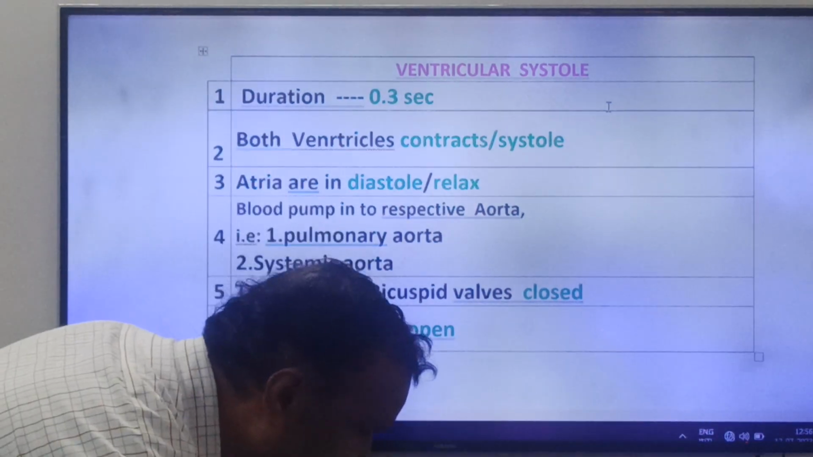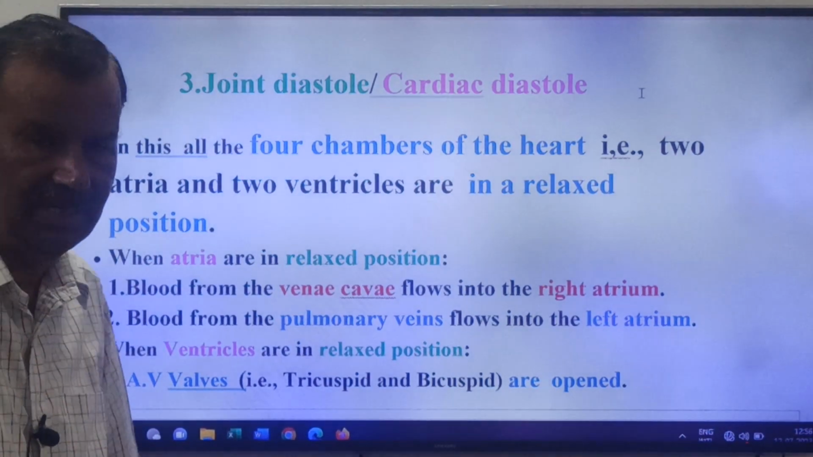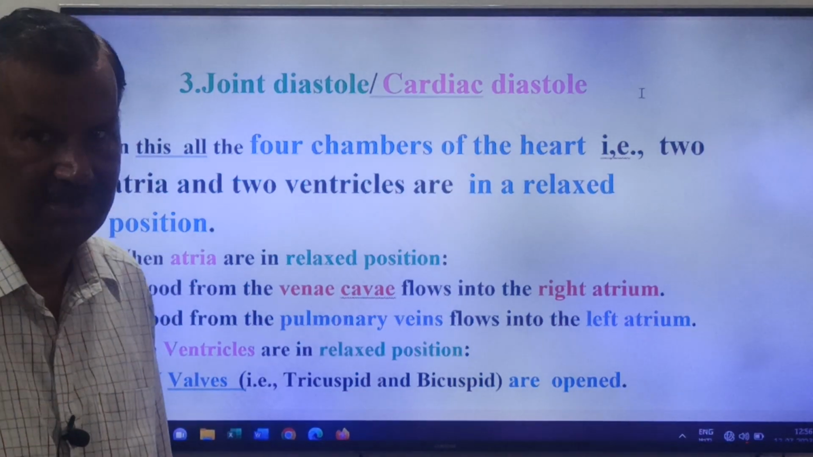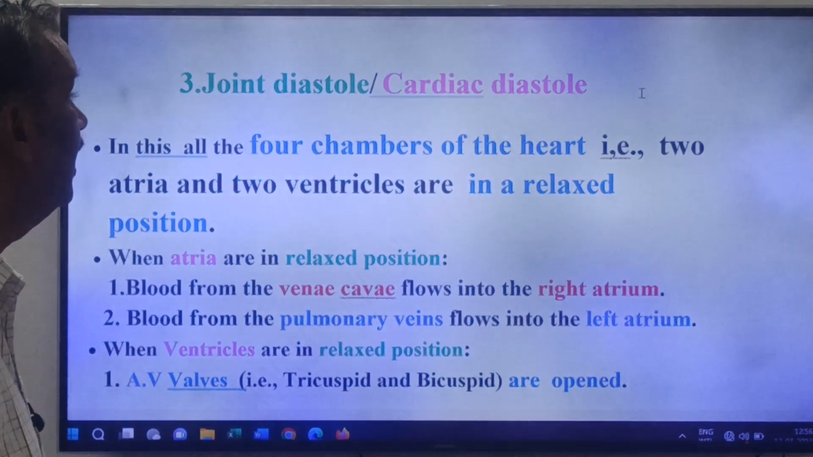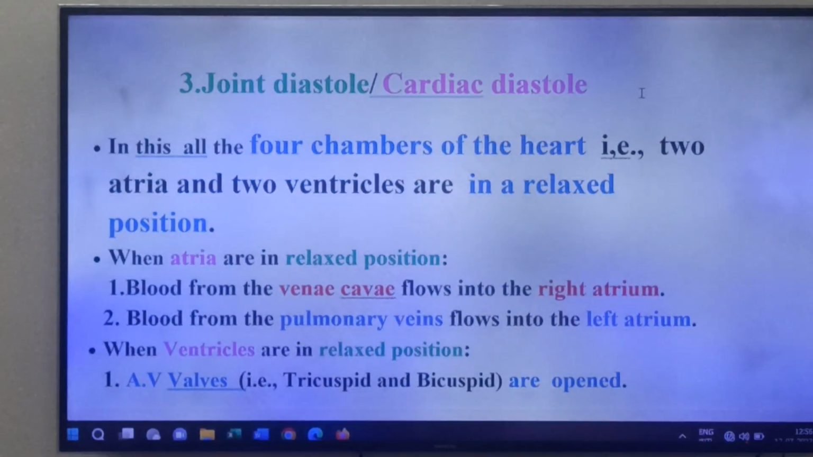Okay friends. Now come to the joint diastole, the last phase in the cardiac cycle. Friends, joint diastole means what? Relaxation of both atria and ventricles. That is called a joint diastole. Joint diastole is also called cardiac diastole, means relaxation of the four chambers of the heart. In this, all the four chambers of the heart, that is two atria and two ventricles, are in a relaxed state.